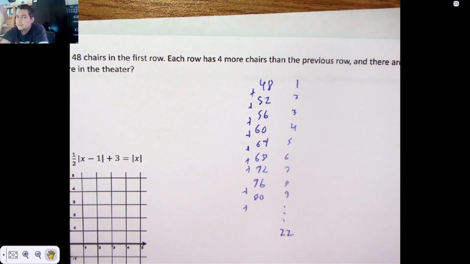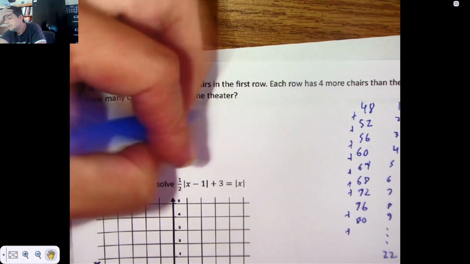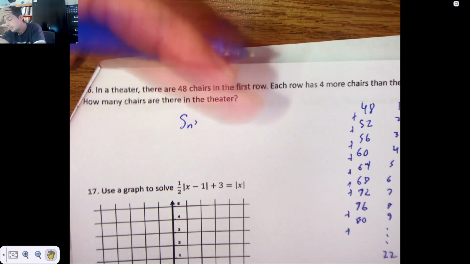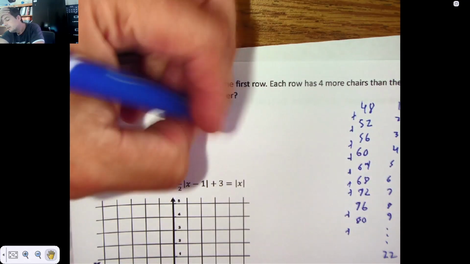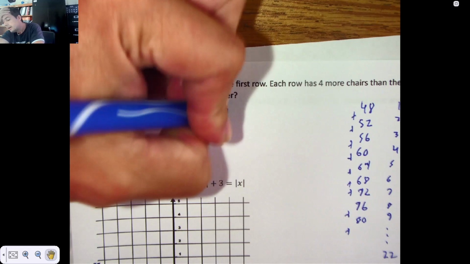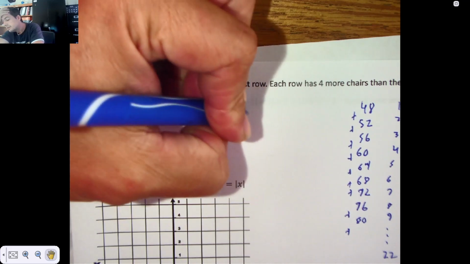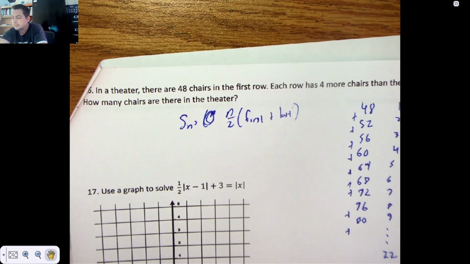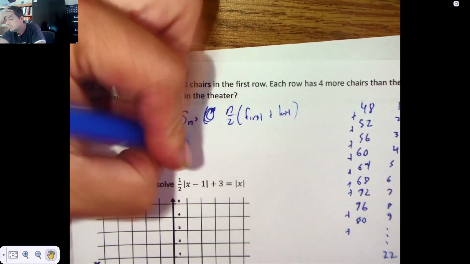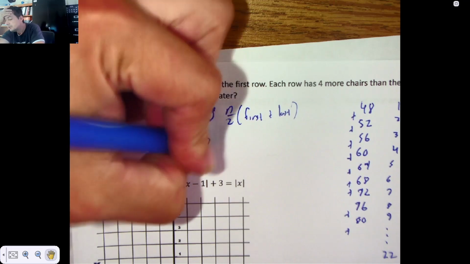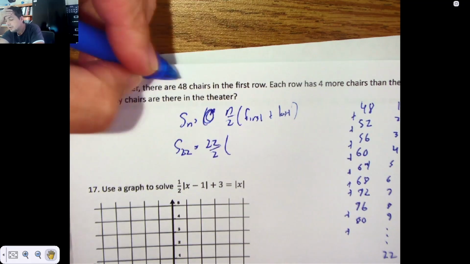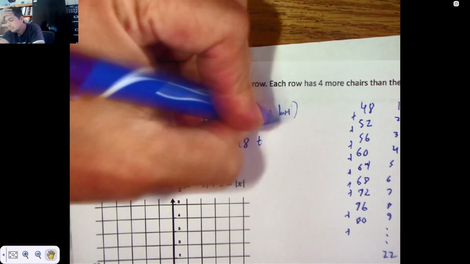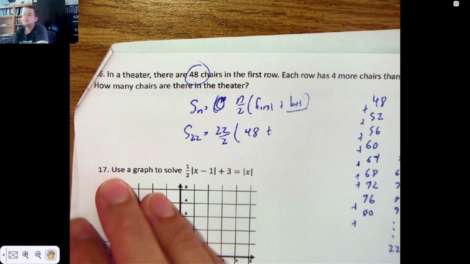Or you could just use formulas. You want to use the sum of n things rule because this is arithmetic that's happening. We're always adding 4. And it is the number of items that you have over 2 times first plus last. You know there's 22 rows. You're finding the sum of 22 rows. It is 22 over 2. You know the first row has 48 chairs, but the last, well, that's where formulas come into play.